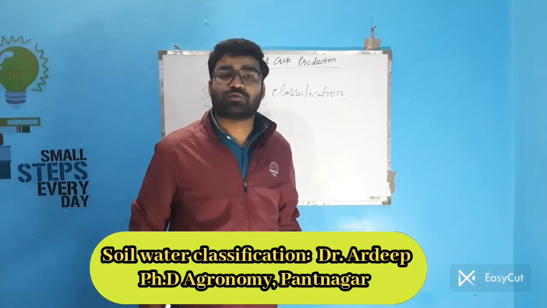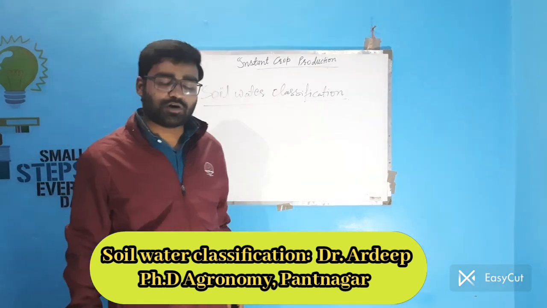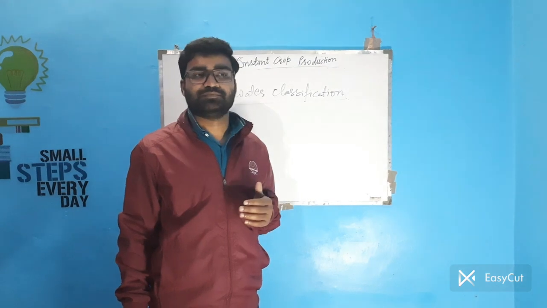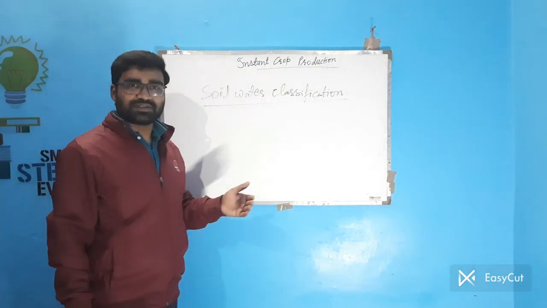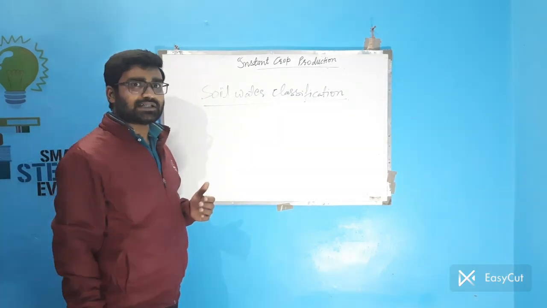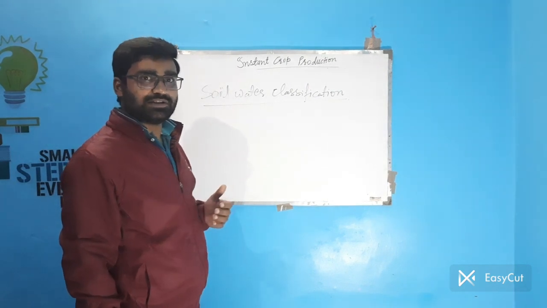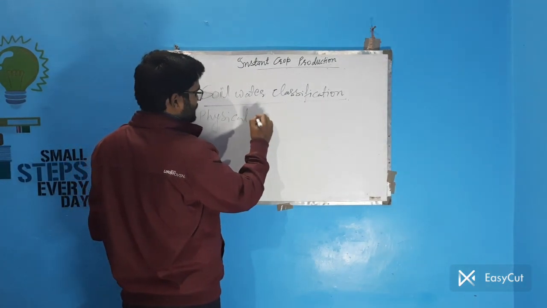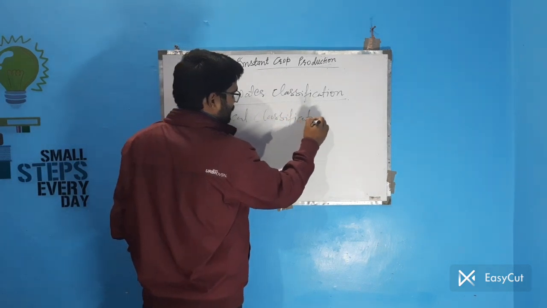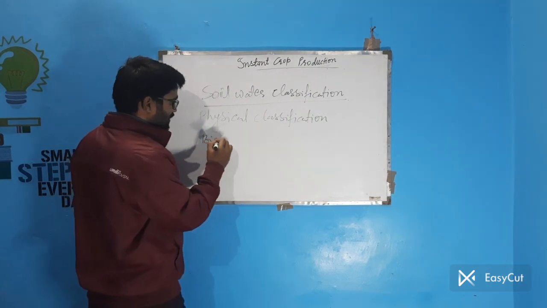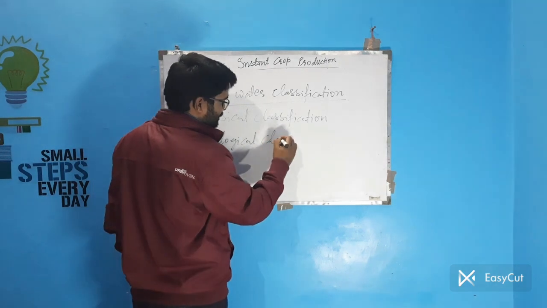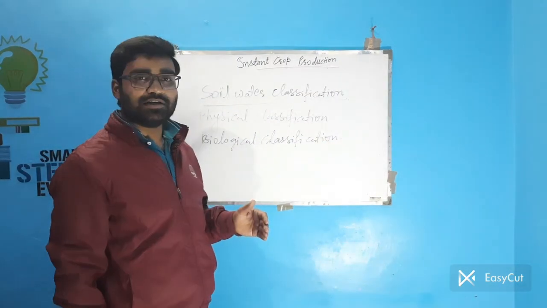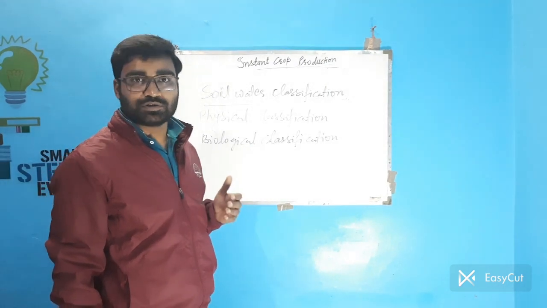Today we will discuss the classification of soil water. Soil water can be classified on the basis of the availability of water for plant growth or the presence of water in the soil. If we are talking about the presence of water in the soil, then it is classified on the basis of physical presence of the water in the soil. So, either it is physical classification or it may be a biological classification. This biological classification indicates the presence of water in the soil which is available for plant growth.